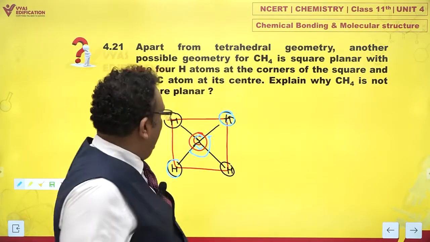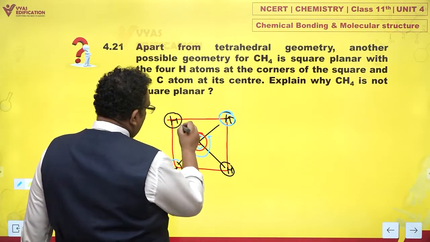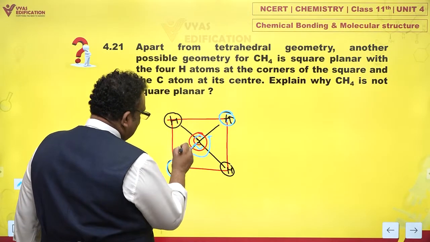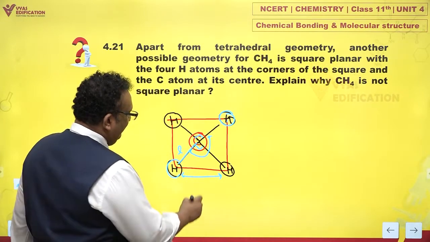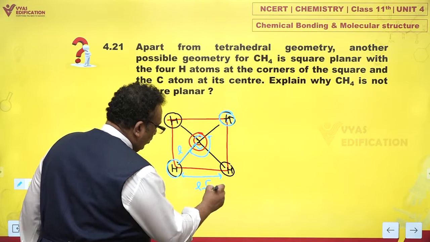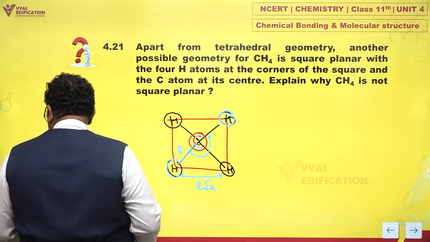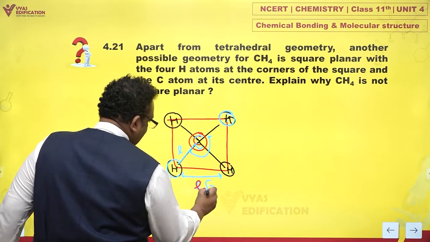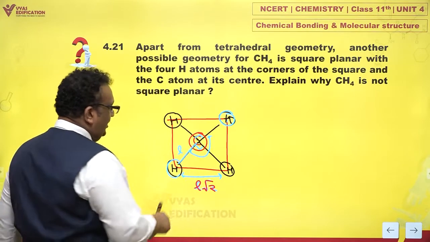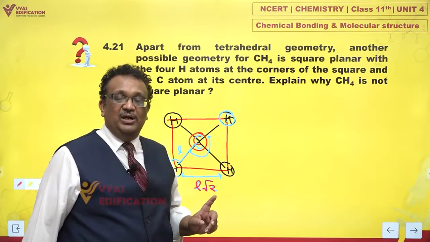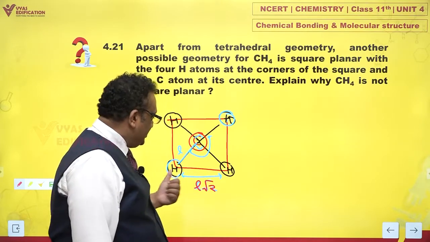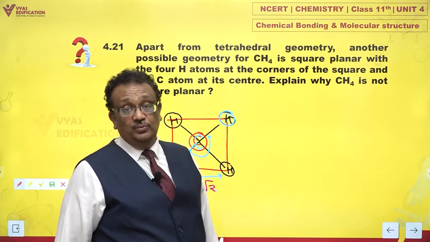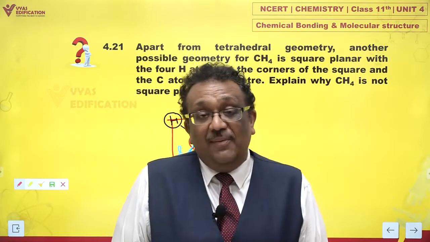And let me see, if this is the CH bond length, and let me say that a CH bond length is L, so the distance between adjacent hydrogen atoms will be L root 2, thanks to our good old Pythagoras. If the CH bond length is L, then the distance between the H atoms would be L root 2, in case the structure happens to be square planar.